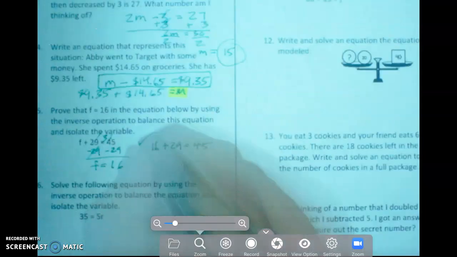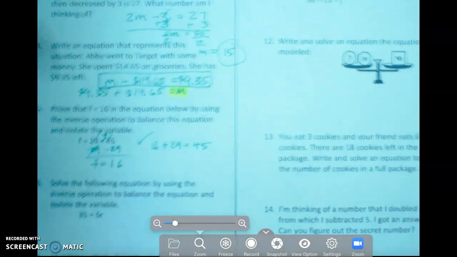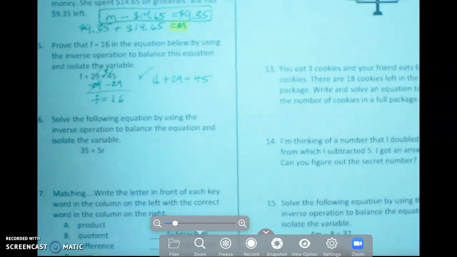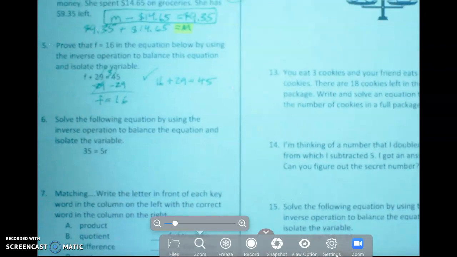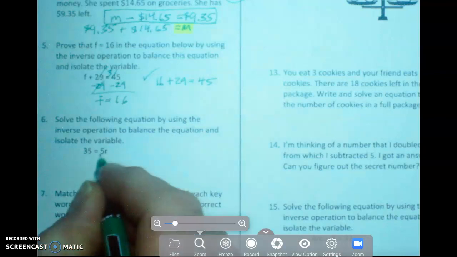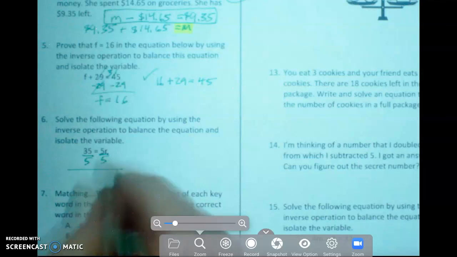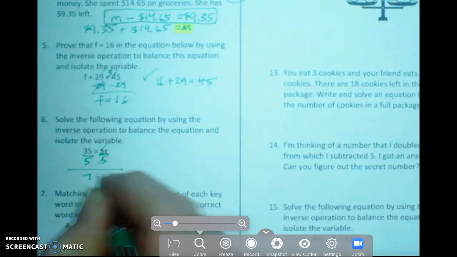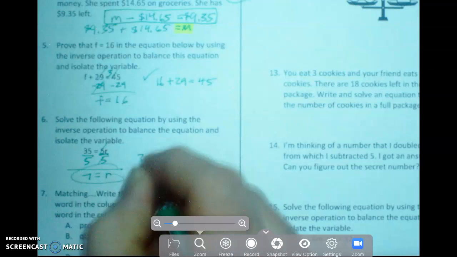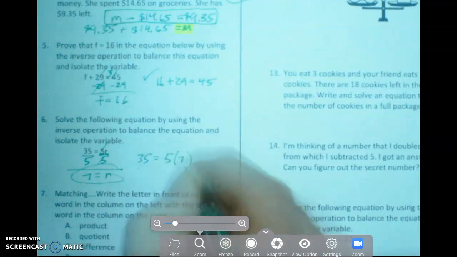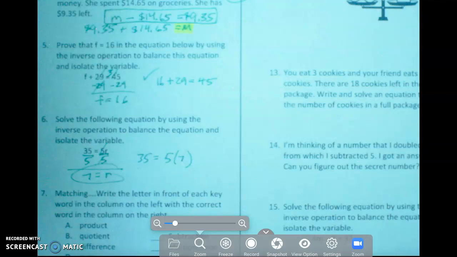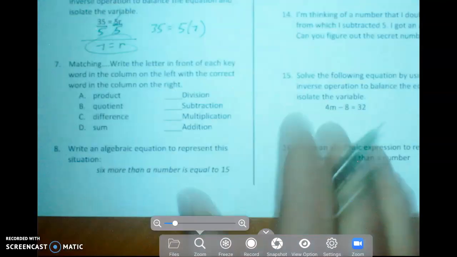That's my check. Alright, solve the following equation by using the inverse operation to balance the equation and isolate the variable. Well, this here is multiplication, so we solve multiplication and isolate by the opposite operation, which is division. So I'll divide both sides by 5. These cross off. We've got 7 equals r. We can double check it. 35 equals 5 times, we'll just put 7 in parentheses. Yeah, 5 times 7.